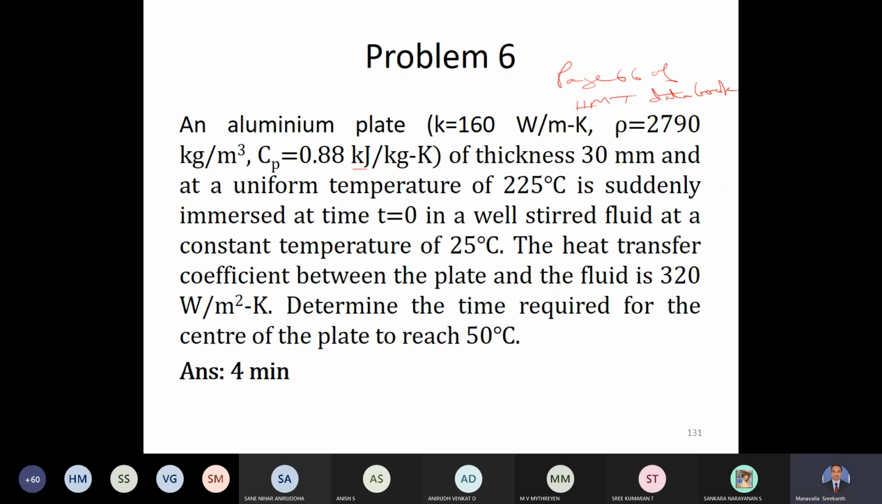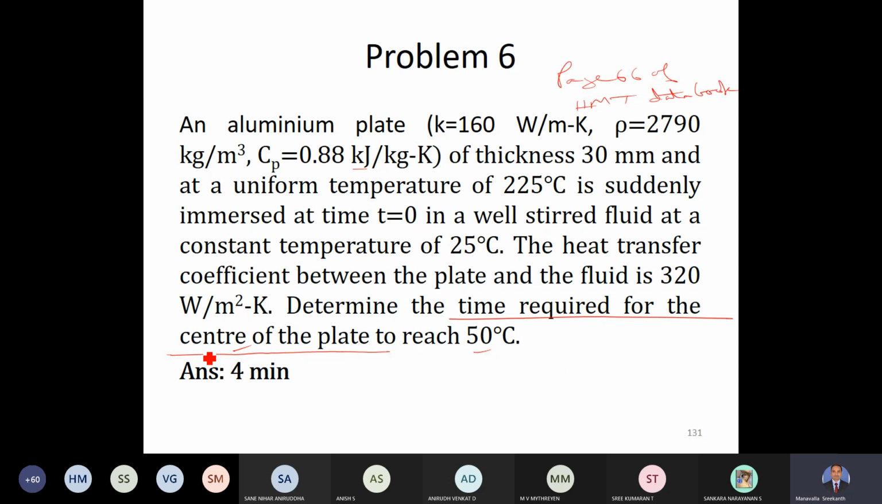Now in the problem we are asked to determine the time required for the center of the plate to reach 50 degrees Celsius. Now, since our system is a lump system, it doesn't matter whether it is the center, midway between center and surface, or the surface, because the thermal gradients are not there. All throughout the body of the aluminum plate, the temperature will be uniform. If the center is at 50 degrees Celsius, any other point also will be at 50 degrees Celsius only. That is the advantage of having a lump system.